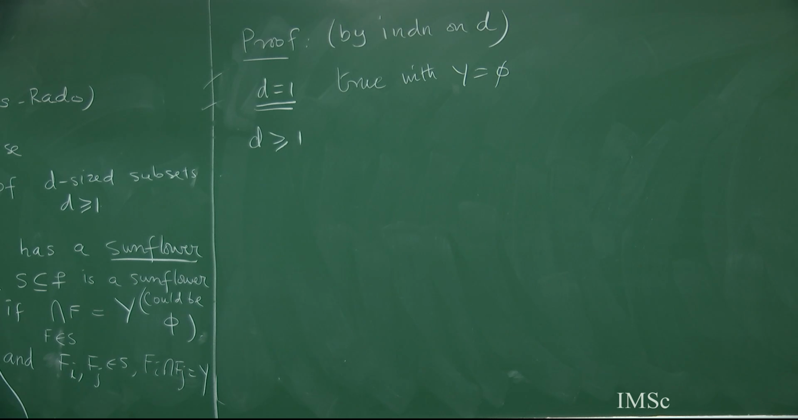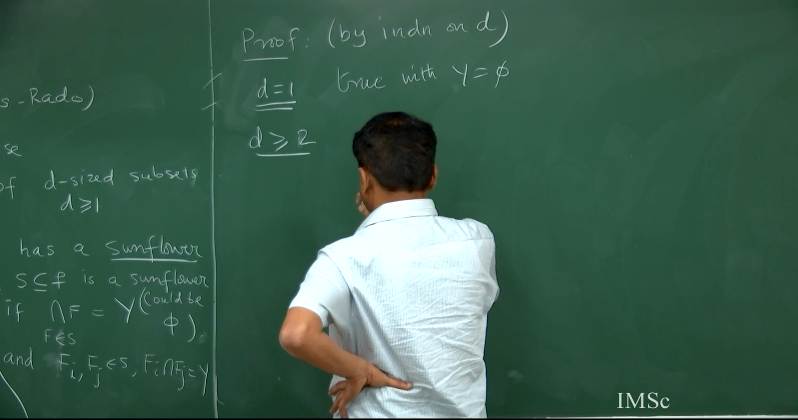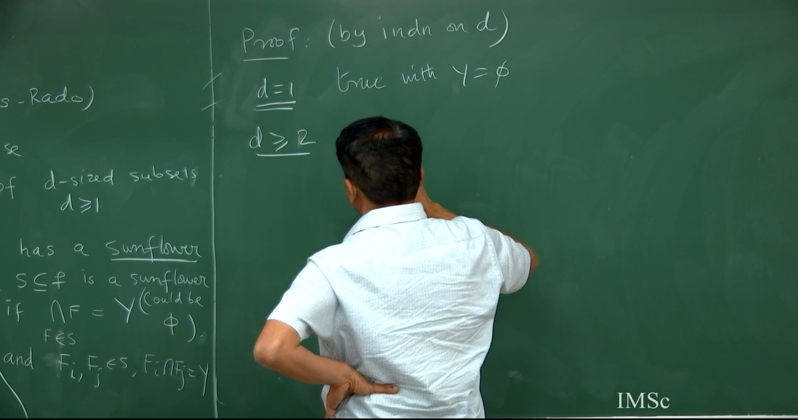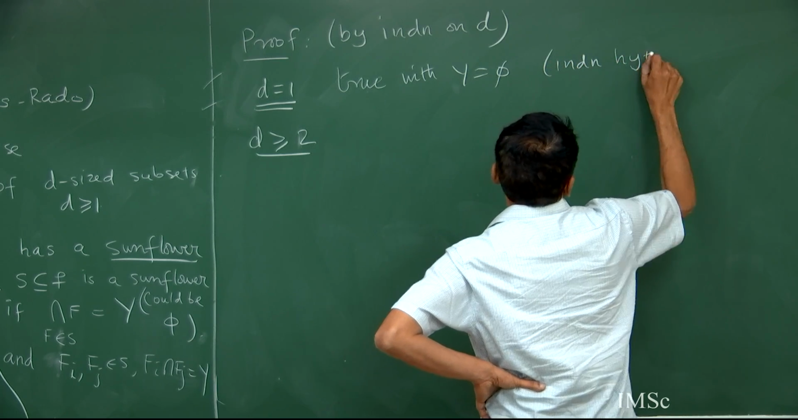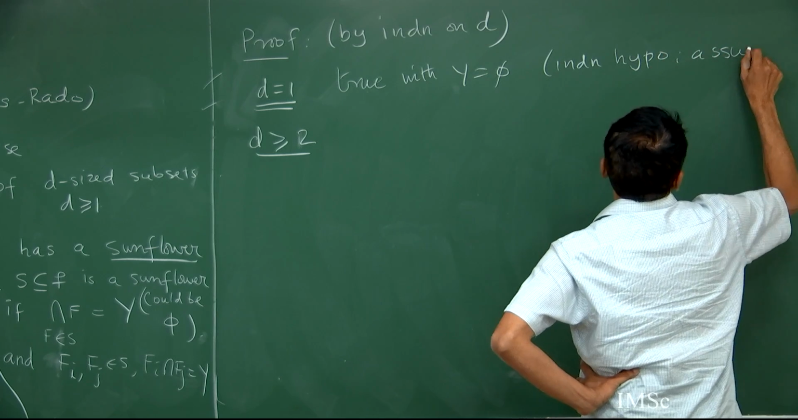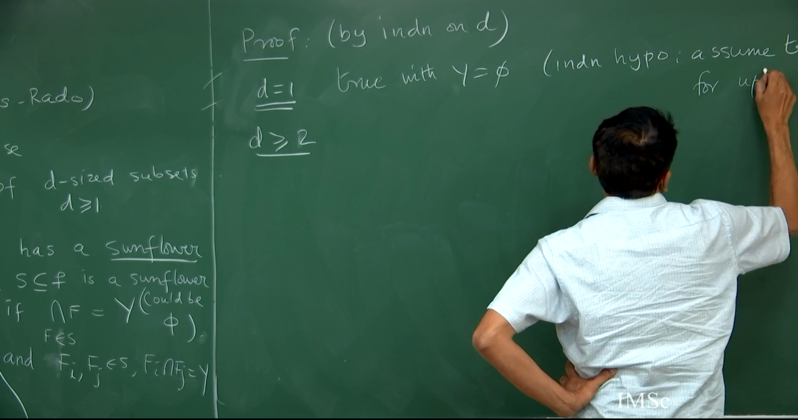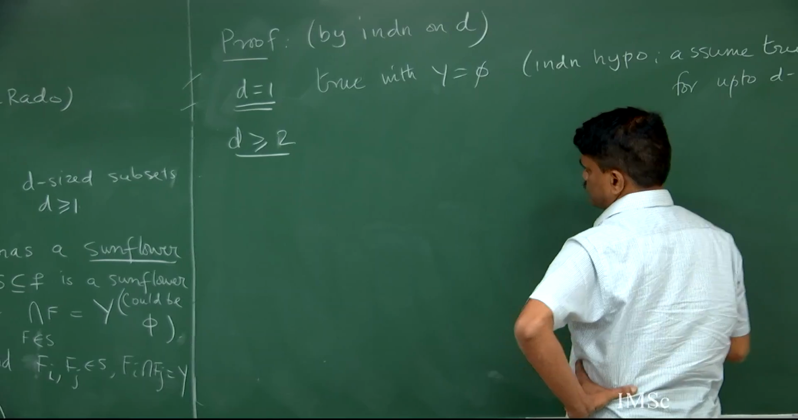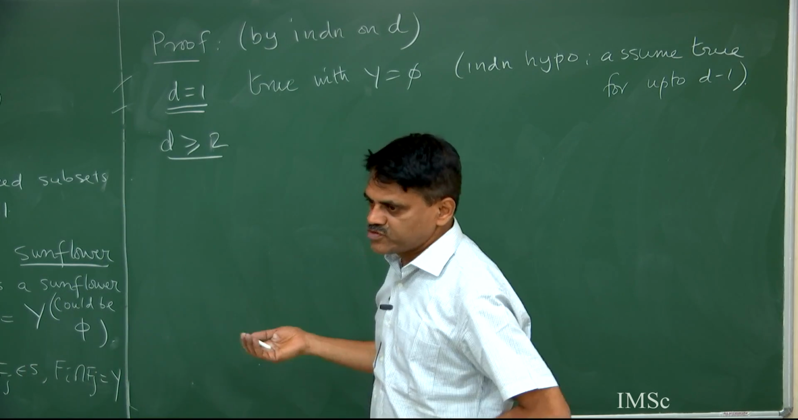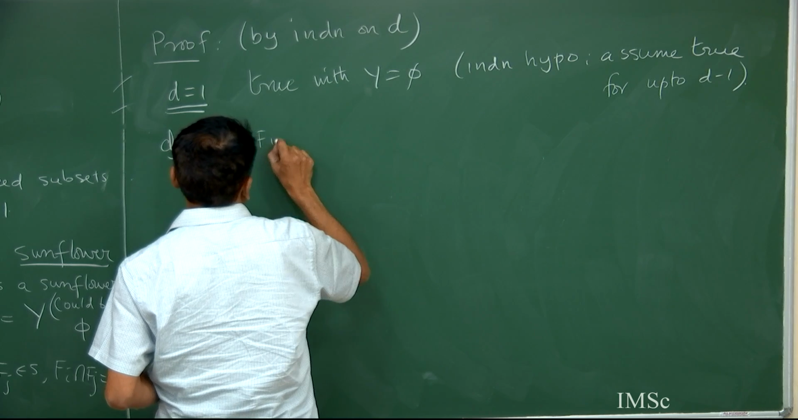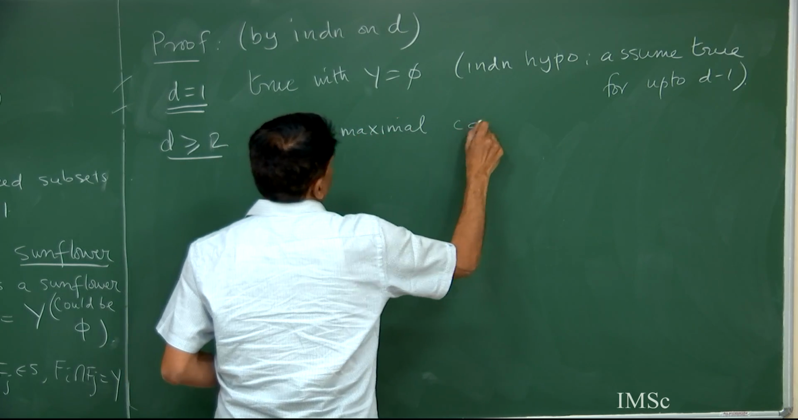So when D is greater than or equal to 2, we're going to assume it true for D minus 1. So the induction hypothesis is assumed true up to D minus 1. Okay, so pairwise disjoint sets are good. So let's find a maximal collection of pairwise disjoint sets.